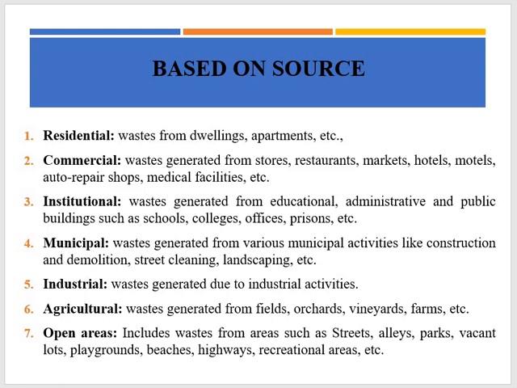The next is industrial waste. Industrial waste is generated due to industrial activities. It can include waste like ashes, demolition and construction waste, hazardous waste, etc. Then the sixth one is agricultural waste. This is waste generated from fields, orchards, vineyards, farms, etc. Orchards are land planted with fruit trees, and a vineyard is a plantation of grape-bearing vines. So agricultural waste can include spoiled food grains, vegetable waste, agricultural remains, etc.